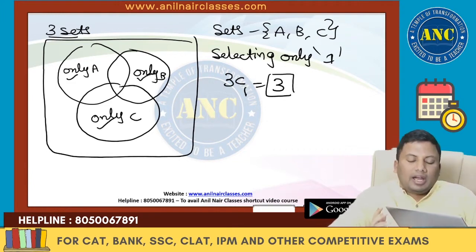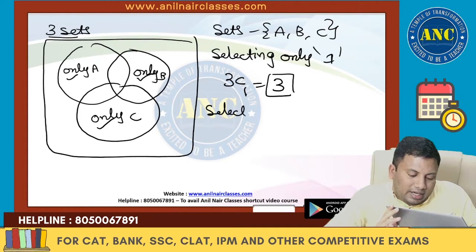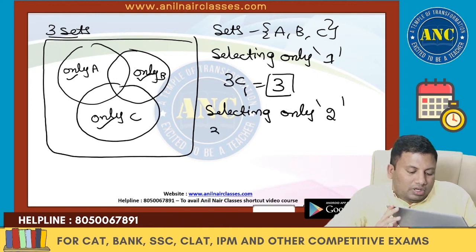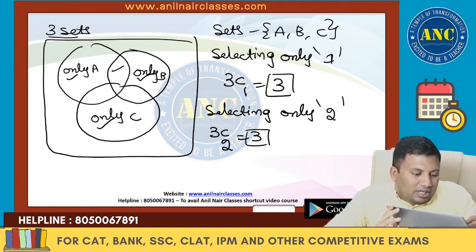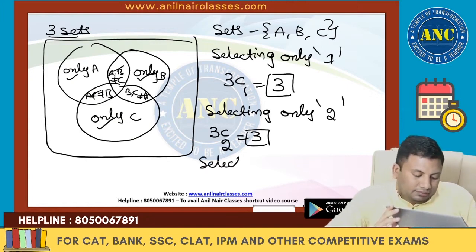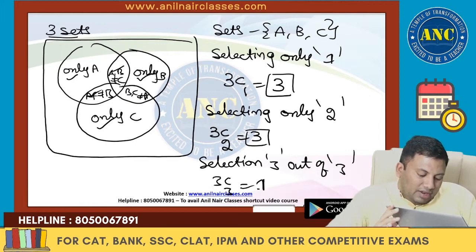Are you all with me? Next, I am selecting only 2 out of 3. 3C2 is nothing but 3. Again I will get 3 values. What are these 3? AB but not C, BC but not A, AC but not B. Right? Now I am selecting 3 out of 3. 3C3, which is 1, which is this region.